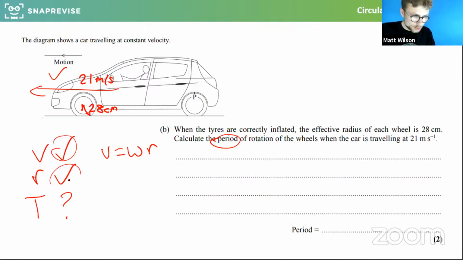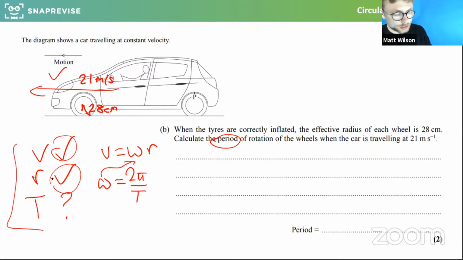It involves these two. What about this omega? Well, we don't know omega, but omega can be written in terms of the time period. So this is good news. We know that omega is equal to 2 pi over T. So if we put these two formulas together, we get a formula that has the three quantities we're interested in. So we find that V is equal to 2 pi over T multiplied by r.